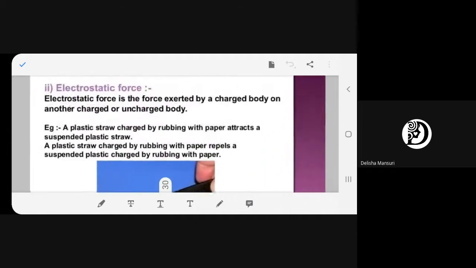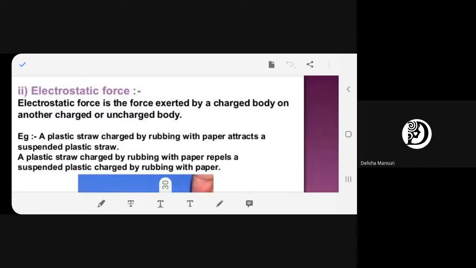Now we come to electrostatic force. Electrostatic force is the force exerted by a charged body on another charged or uncharged body. Example: a plastic straw charged by rubbing with paper attracts a suspended plastic straw. A plastic straw charged by rubbing with paper repels a suspended plastic straw charged by rubbing with paper.